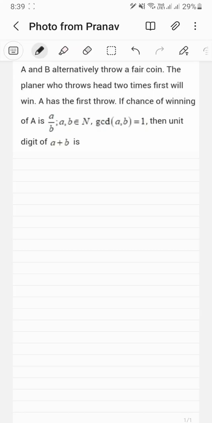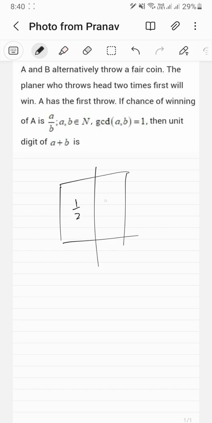So, yeah, this is a challenging question. Let's try it. I gave it a try. At first, I thought that we could work with areas. I could represent everything in a square of one unit area. Then I would break it according to the probability. This will be half probability, this will be half probability of heads and tails.